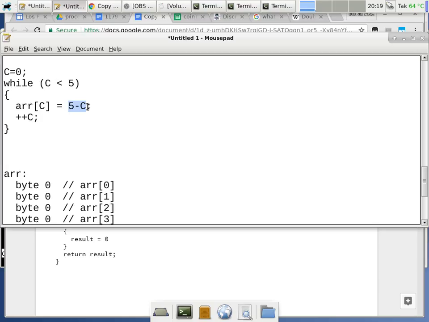B was 5 to begin with. Now it is 5 minus C. Then your B will fit the criterion that we had in the code, where B is the value that you want to store. Is that okay?